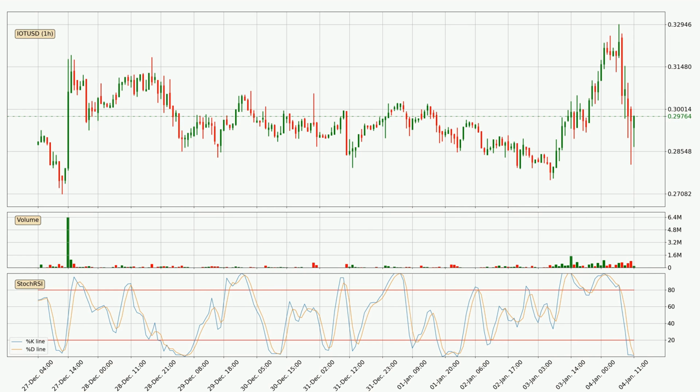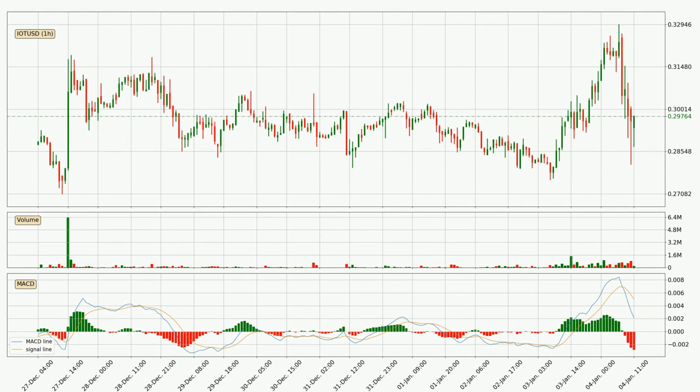cross the D line. Jumping to the hourly MACD, the trend is currently going down because the MACD line is below the signal line. The MACD histogram shows that the momentum is currently strong and the price could be expected to go further to the downside.